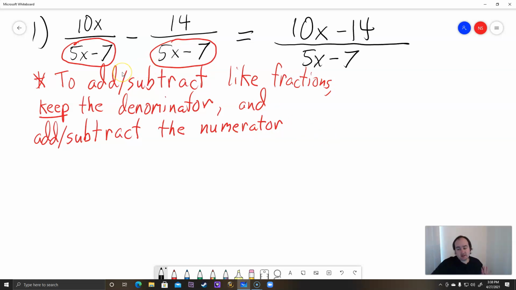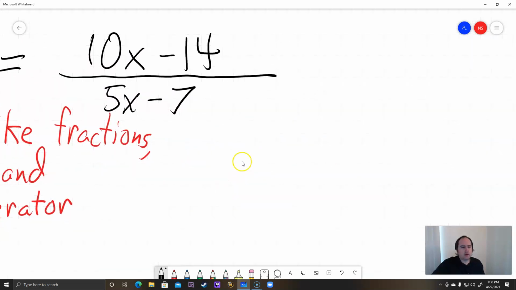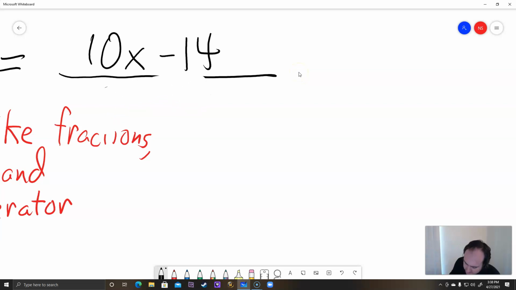You can do that as long as the denominators are exactly the same. Here the denominators are exactly the same, so they're like denominators. So you keep the denominator and add or subtract the numerators. Let me zoom back in so we can read it better. So we got 10x minus 14 over 5x minus 7. I erased stuff, so let me just erase it. Okay, so 10x minus 14 over 5x minus 7. I've got red pen here. What a disaster.